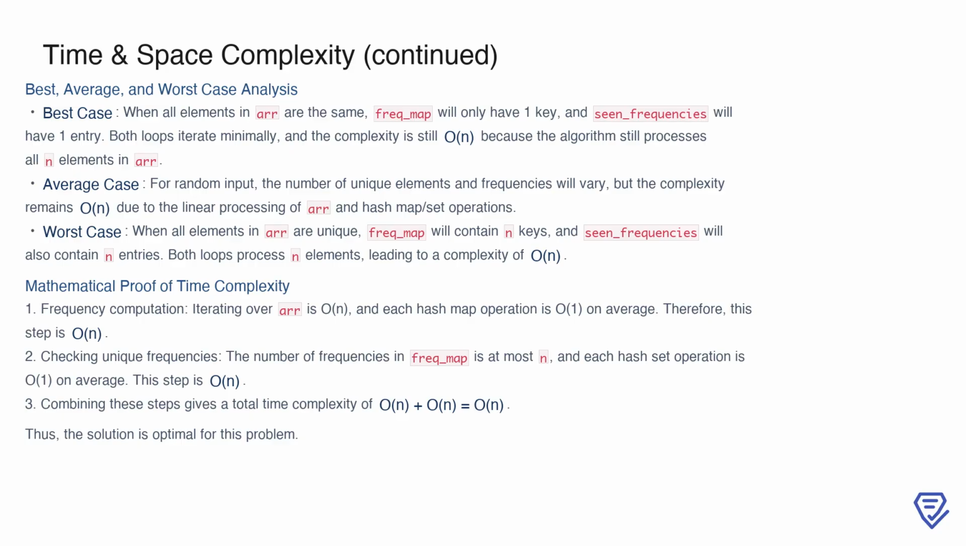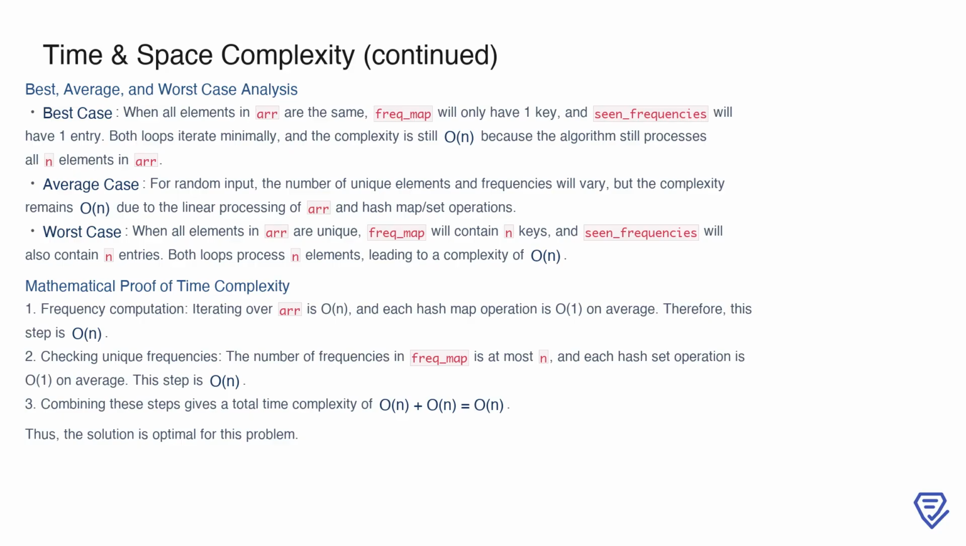In the best case, where all elements in the array are the same, the frequency map will only contain one key, and the set for seen frequencies will have just one entry. Even in this case, the algorithm still processes all n elements in the array, so the time complexity remains O(n). In the average case, for a random input, the number of unique elements and frequencies will vary, but the linear processing of the array and the constant time operations of the hash map and set keep the complexity at O(n).